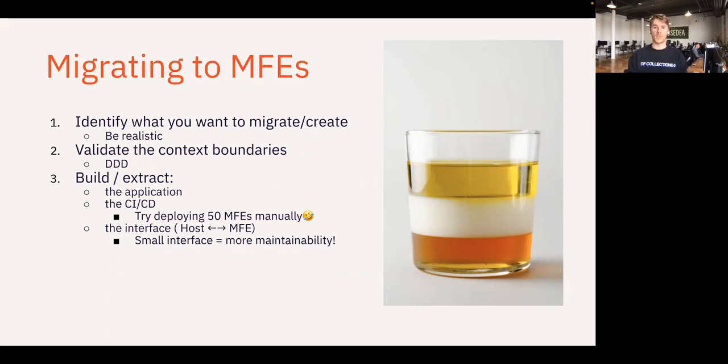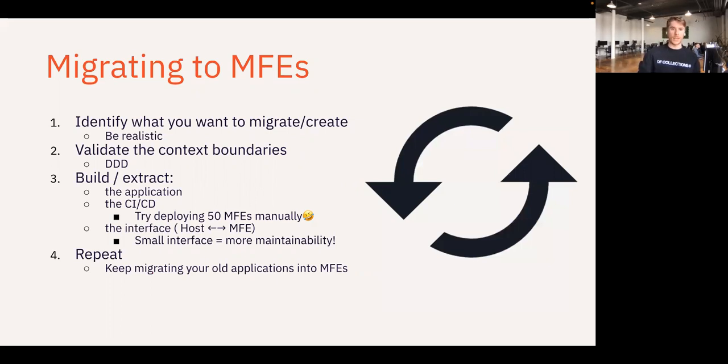And if you don't have any interface between the two, then you probably have two completely independent applications, in which case, you should probably decouple that entirely, hopefully. And then you just repeat, right? So if you have an existing code base and you want to move away from that, and you want to decouple things as much as possible, then you keep migrating your old applications into different MFEs. Keep that in mind.